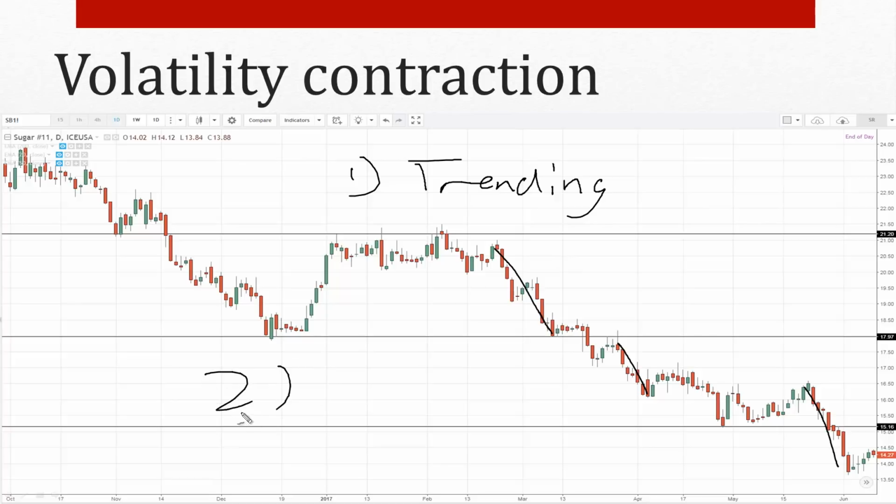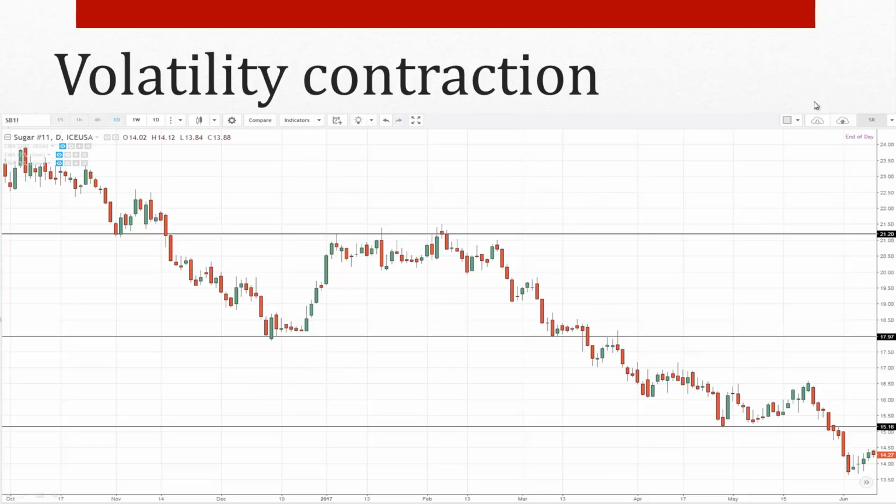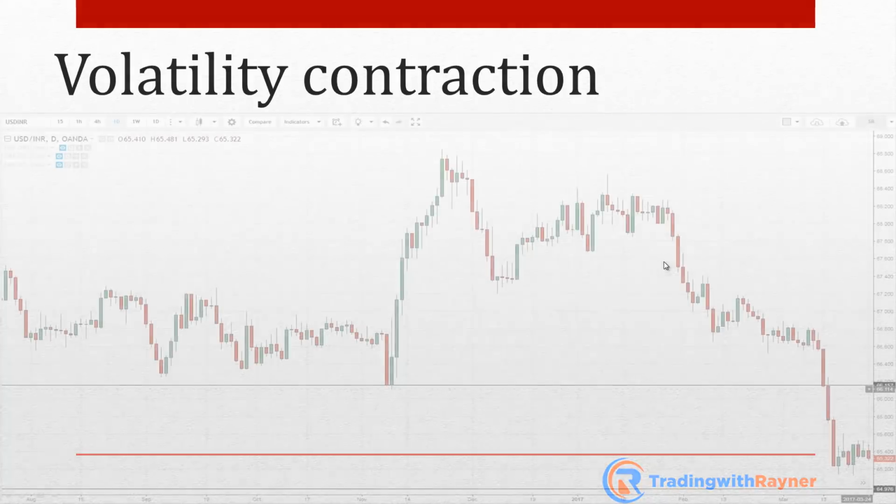And second thing, the volatility contraction, the VC. You want to see it as small as possible, because when it does break out, you can expect the volatility to expand and pick up. All right, so these are a couple of things to take note of.